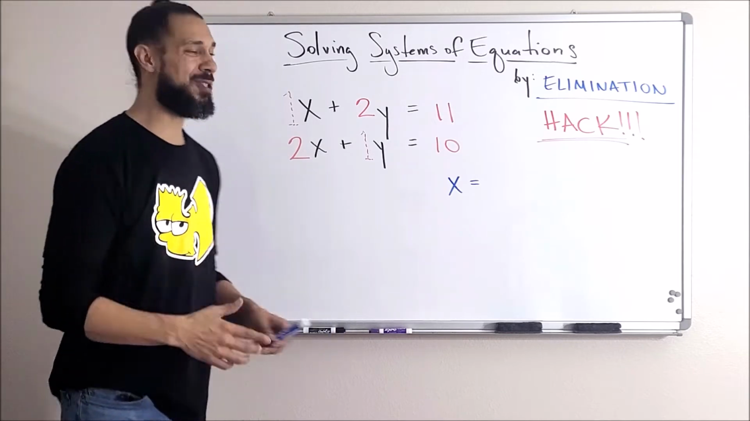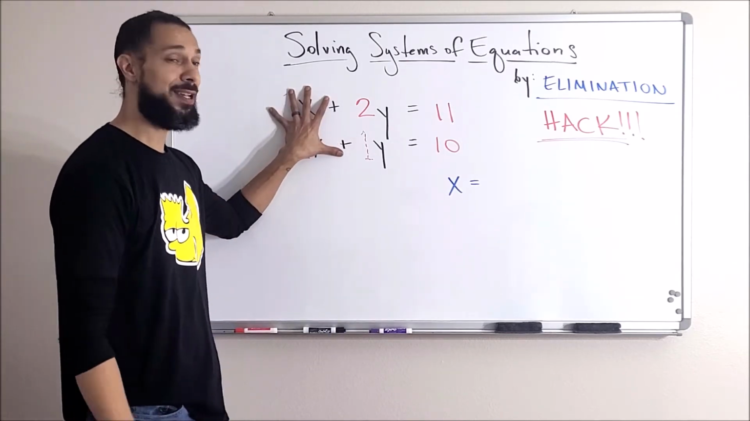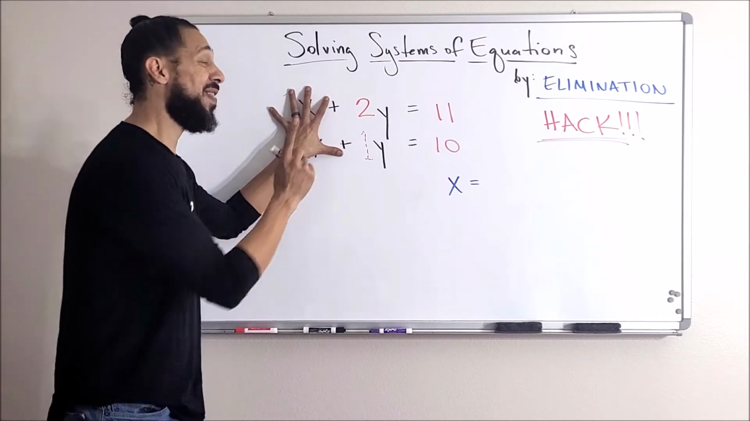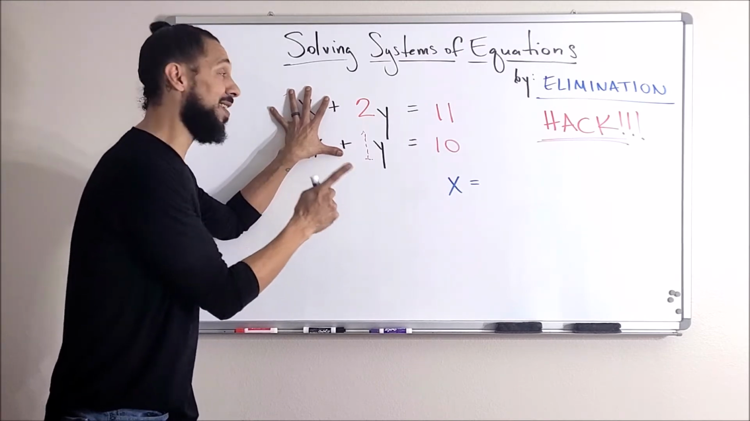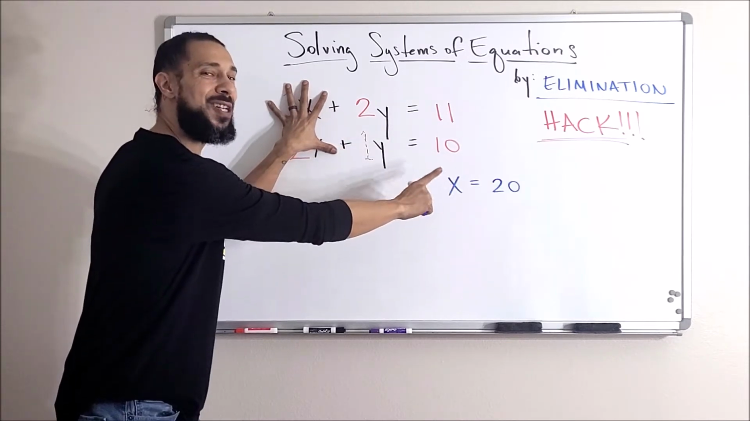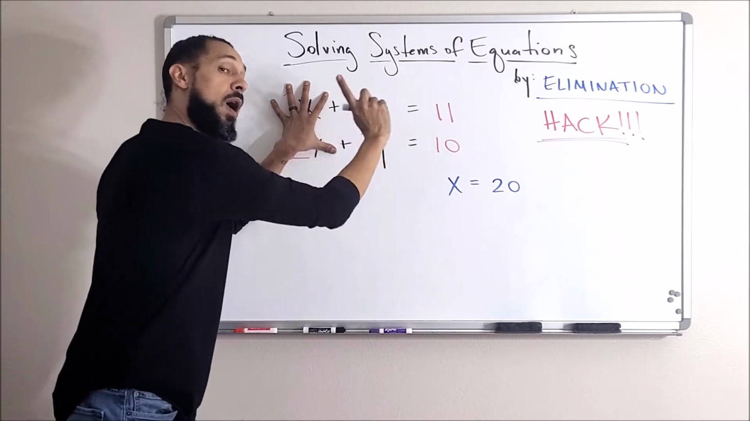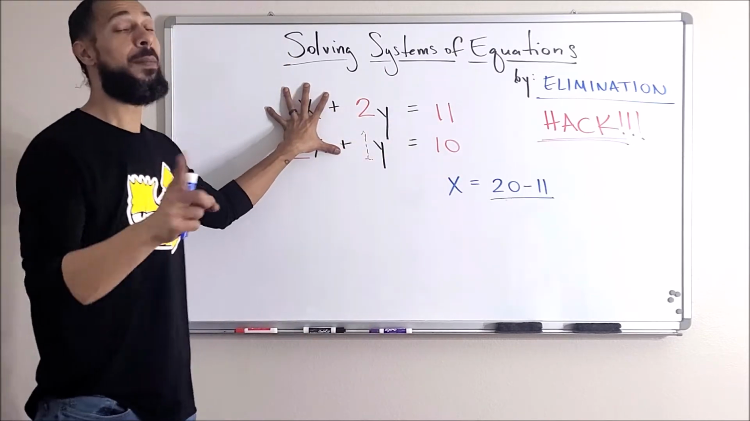x equals. So when we're solving for x, we're going to cover up these x's. And it's just as simple as this. The x value for the solution is 2 times 10, 20, minus 1 times 11. Exactly. But that's just part 1.